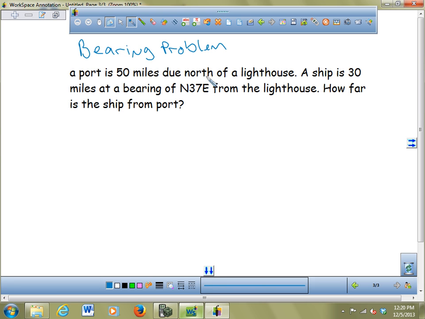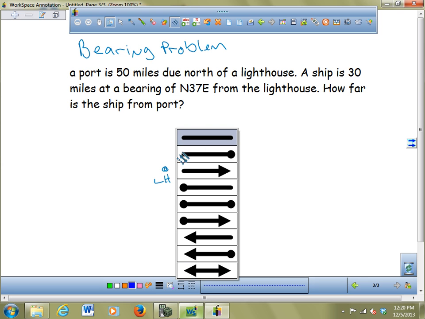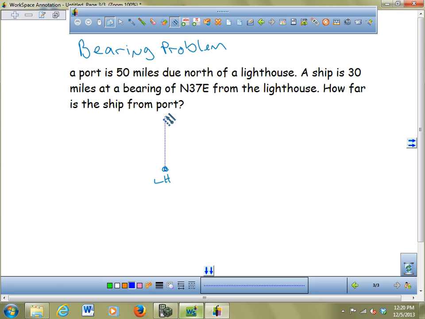A port is 50 miles due north of a lighthouse. So if this is the lighthouse, the port is straight up here. You're going to draw a line in a different color, a solid line, not a dotted line. So here's the port.